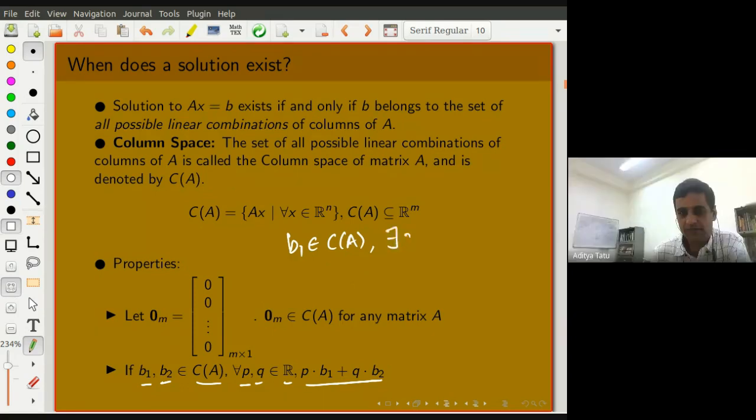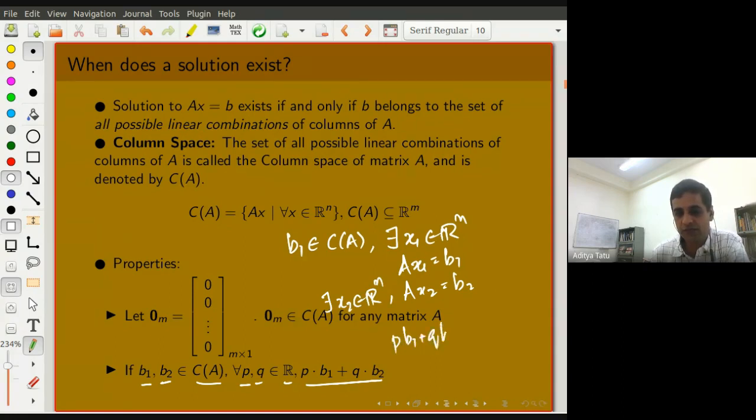Right. So there is some x1 in Rn such that A x1 is b1. Similarly, there will be some x2 in Rn such that A x2 is b2. Okay, then what is p b1 plus q b2? It's nothing but A applied to p x1 plus q x2. Okay, so therefore, this belongs to the column space only.